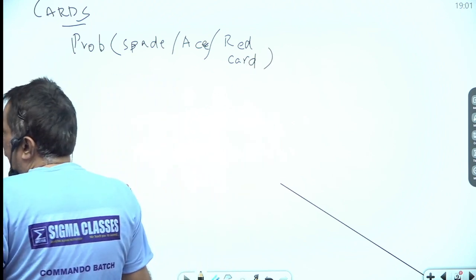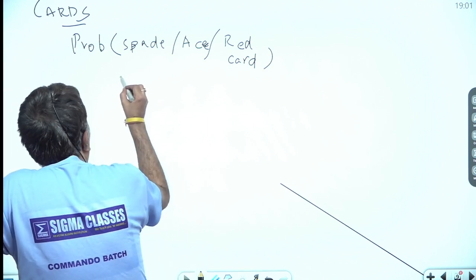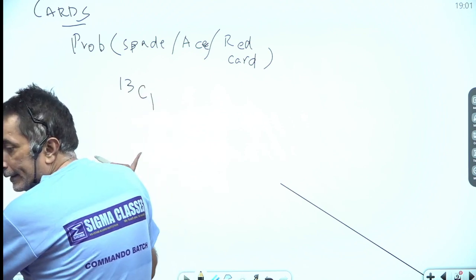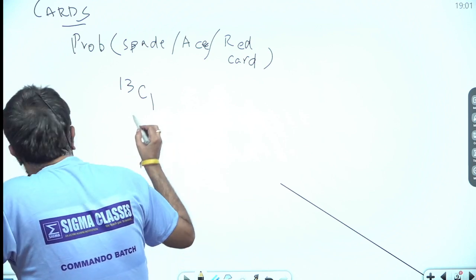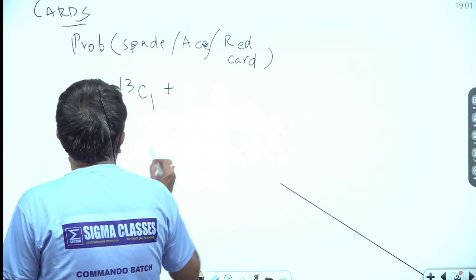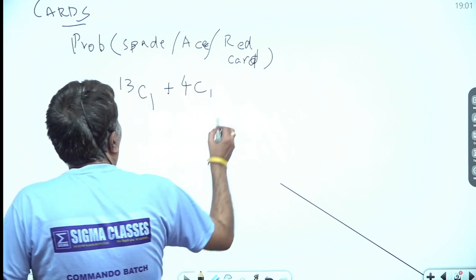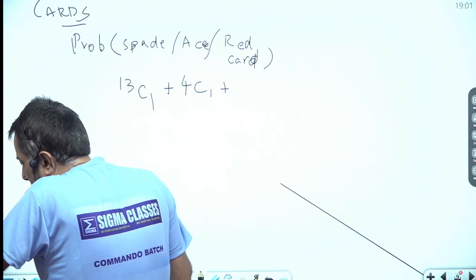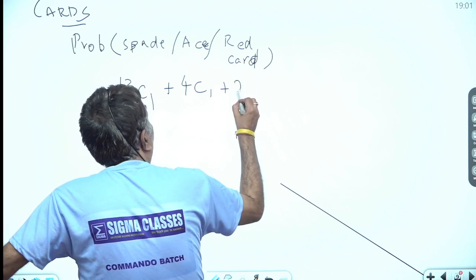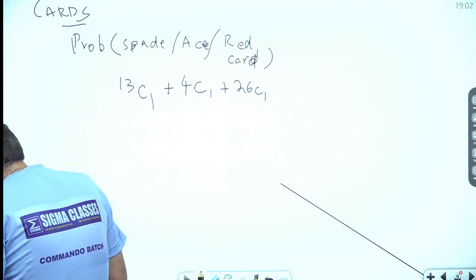So we have 3 options which we need to get. Now spade is totally, there are 13 spades, 13C1, then ace. Now there are 4 aces in the card, so we are choosing 4C1 and a red card which is clearly 26C1.